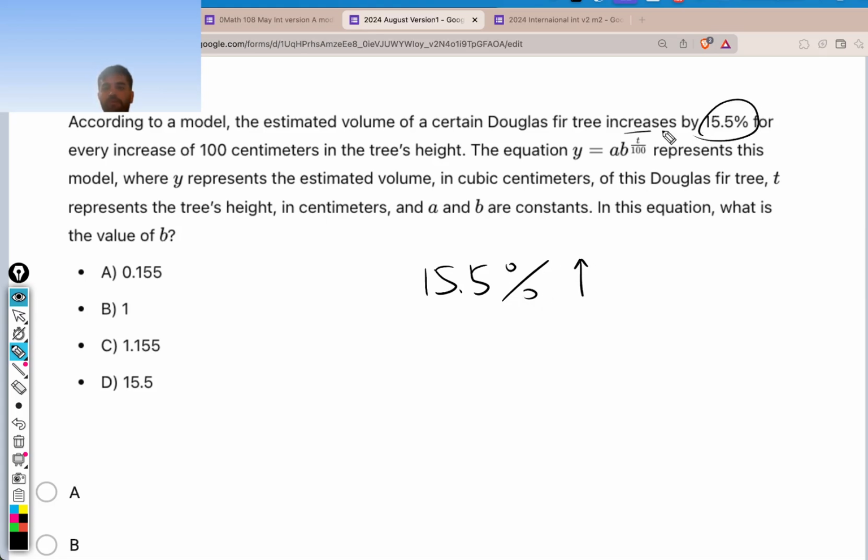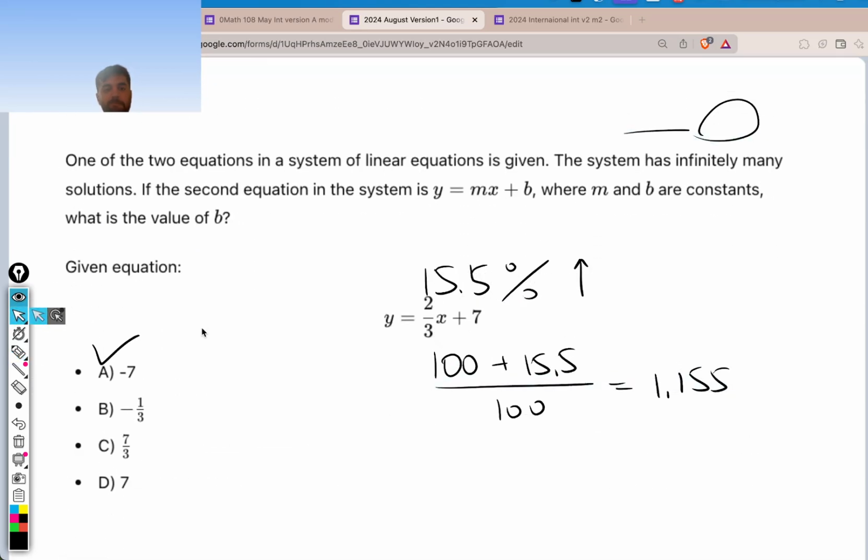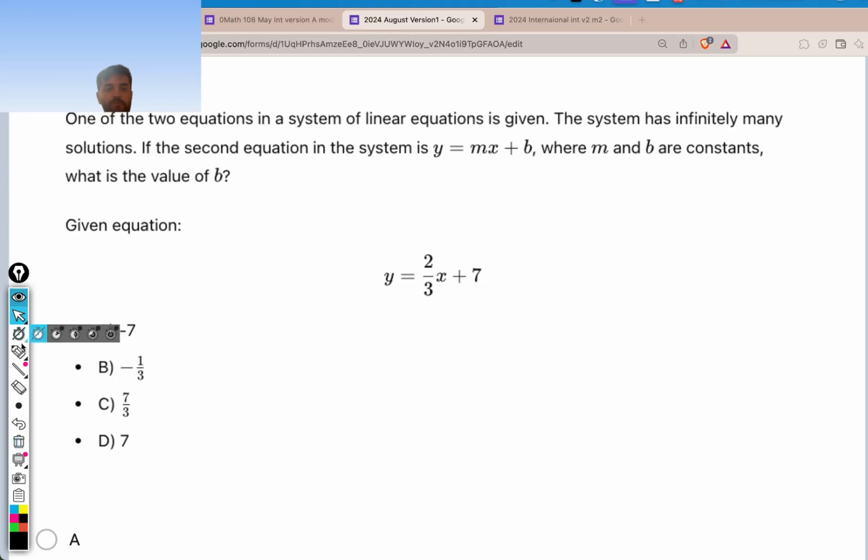15.5 increase means that it is 100 plus 15.5 over 100, which is equal to 1.155. C. Certain. Because it's an infinite number of solutions, m is equal to 2 over 3 and b is equal to 7. It asks about b, so the answer will be 7, D.